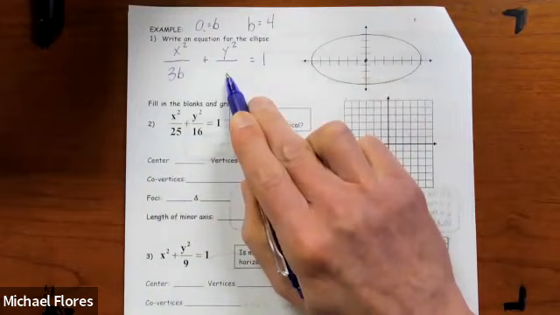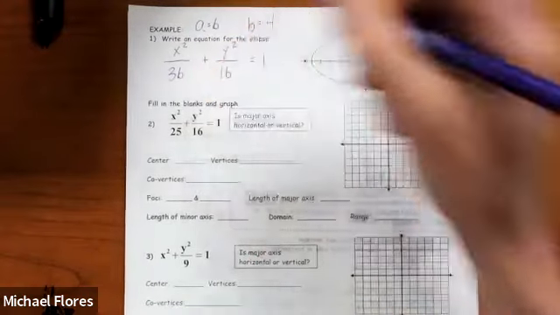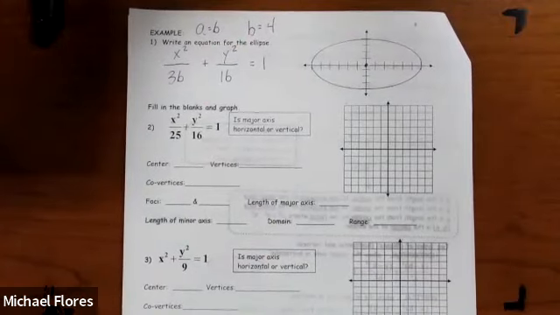This is going to be our B squared value. We know what B is, we just now need to square that. And we have now written the equation for that ellipse.